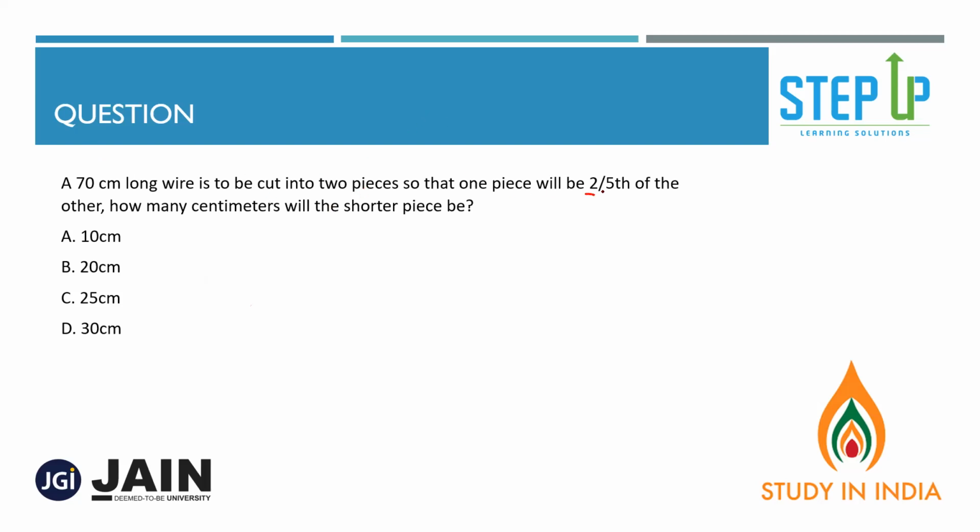So that one piece will be 2/5 and the other piece will be 3/5 of it. 3/5 of 70. So 14 × 3, 42 you will get. Right? If this is 42, 2/5 is 28. 2/5 of 70, that's 28. So 42, what does the question ask? How many centimeters will the shorter piece be? A 70 centimeter long wire is to be cut into two pieces so that one piece will be 2/5 of the other.